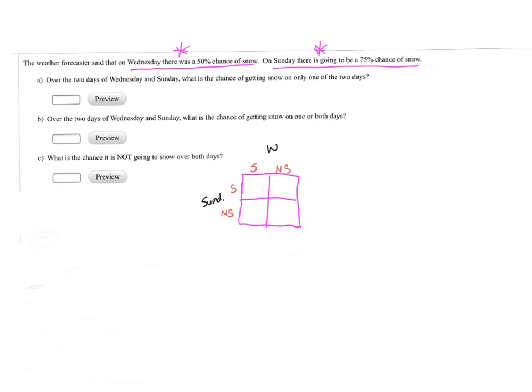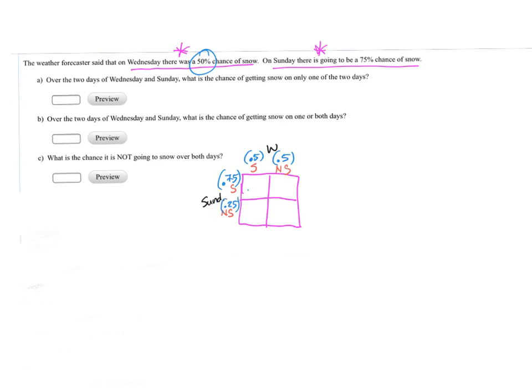From there, we're going to think about the percentages. What are the chances of snow on Wednesday? Well, it says you have a 50% chance of snow. So that means you'll put in 0.5 at the top right here. That means you also have a 50% chance of no snow. That's the complement of what's left over. And then snow on Sunday says you have a 75% chance of snow on that day, which then leaves the 25% chance for no snow on Sunday.